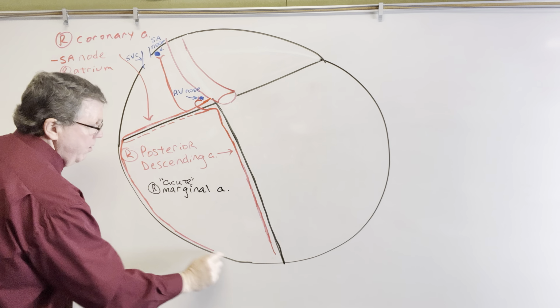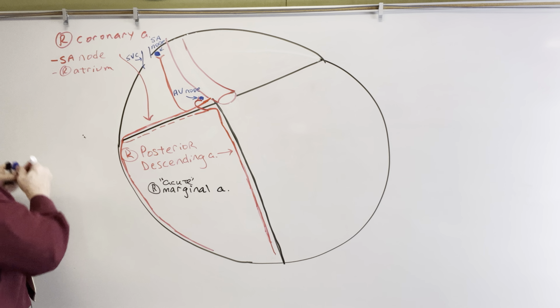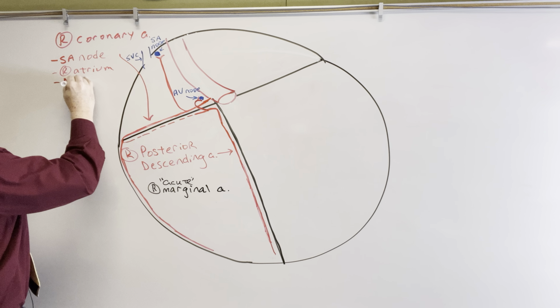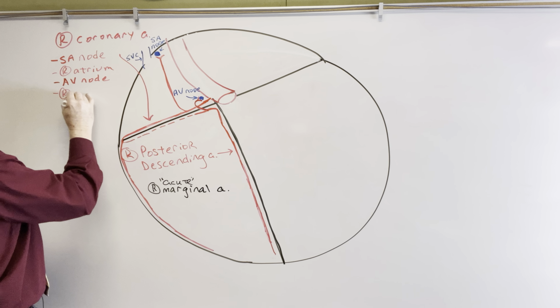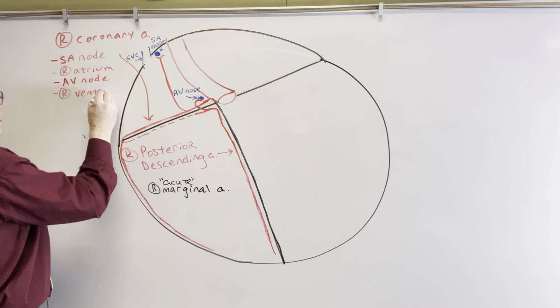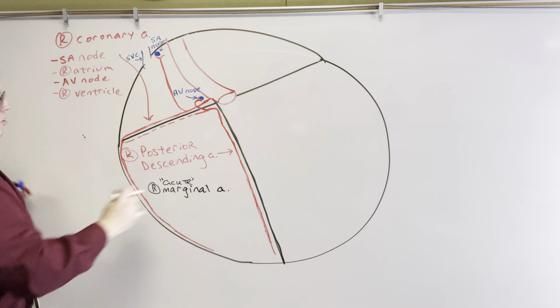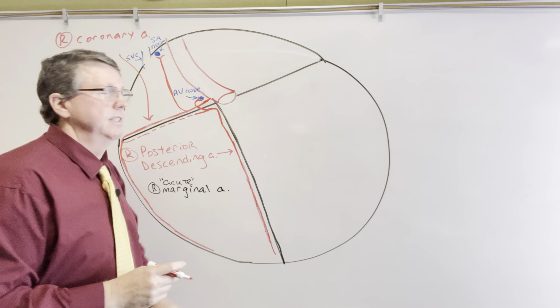So we have the SA node and the right atrium. This marginal artery is going to supply blood to the right ventricle. So let's go AV node, and let's go with the right ventricle. Okay, and we're going to come back to all of this in just a little bit. But now let's look at the left-hand side.